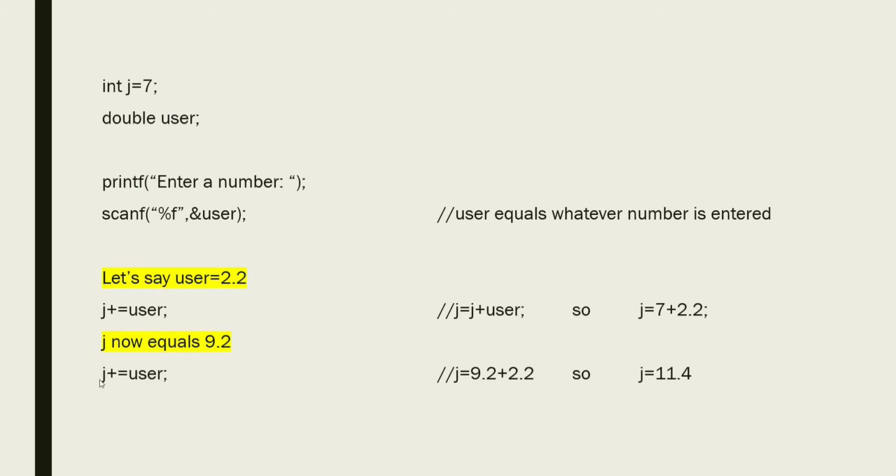Let's say we do it again, right? So j equals j plus user. The value of j is 9.2, and user still stays the same. It's going to be the same value since we haven't changed it. So it's going to be 9.2 plus 2.2. So the value is going to be 11.4.